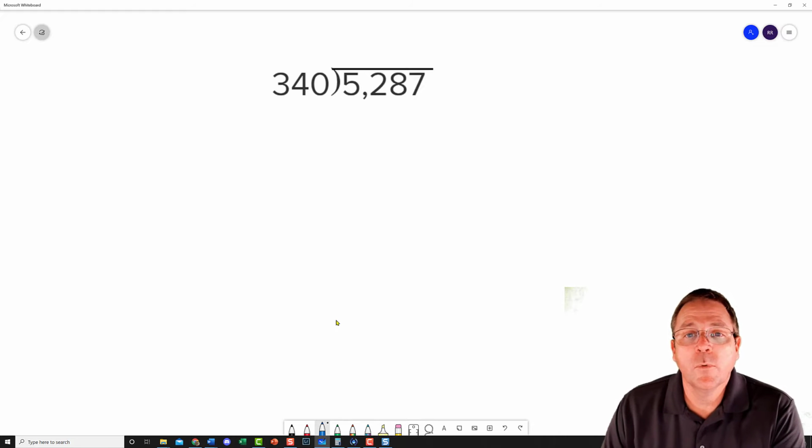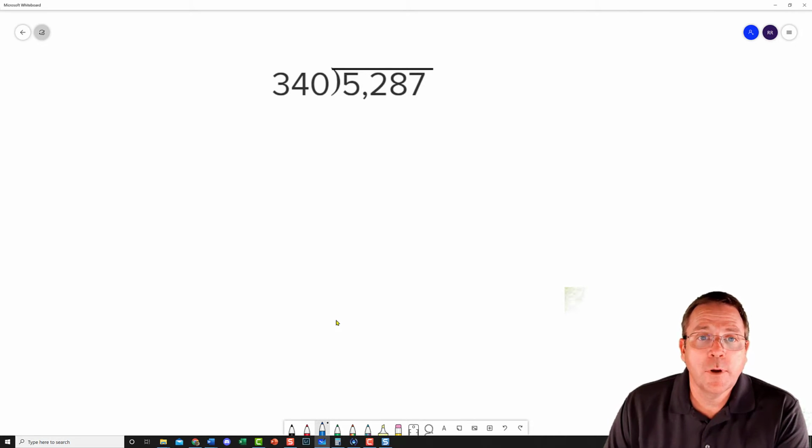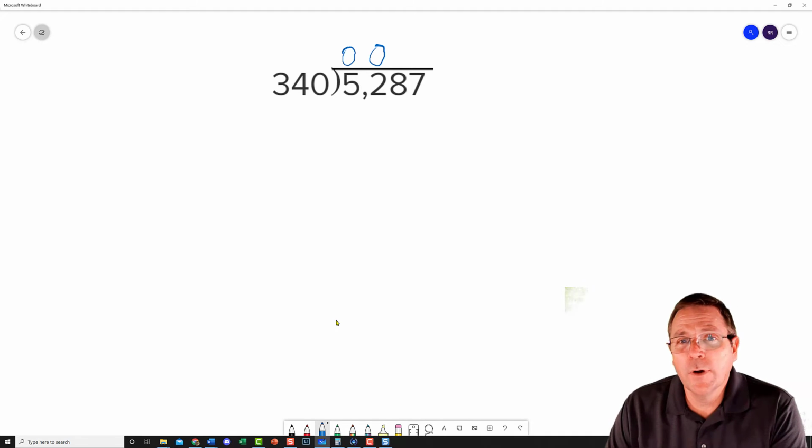Of course, first number went in the house, 5,287. The second number, 340, is outside the house. This is our divisor. The number inside the house is a dividend. And we can say, well, how many times does 340 go into 5? It goes in 0. Like I said, you don't have to put that one. How many times does 340 go into 52? It goes in 0 again. Well, how many times does 340 go into 528?